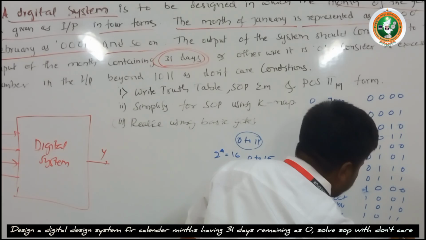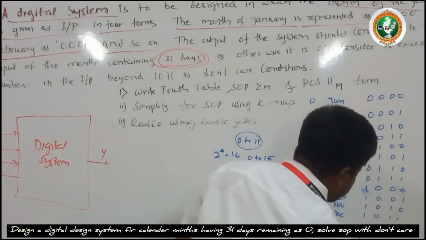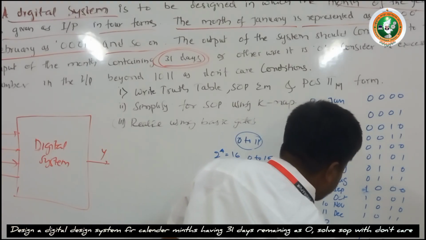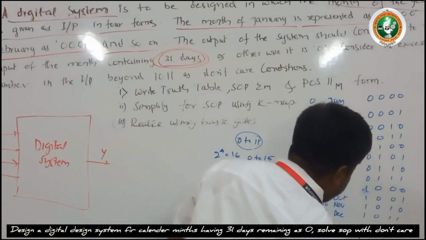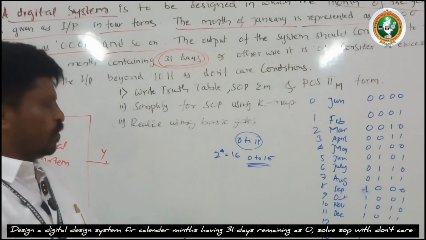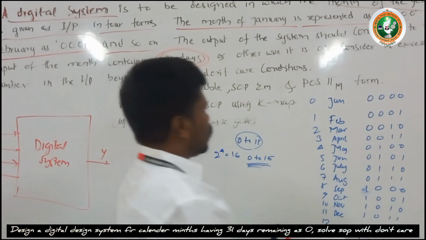101, sorry, 101, 00, 1101, 1110. Okay, yes or no? Is it okay? Now, the values to be considered are as follows.